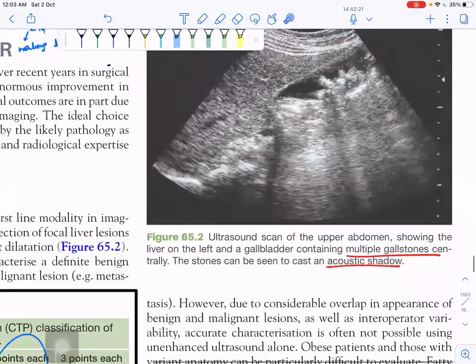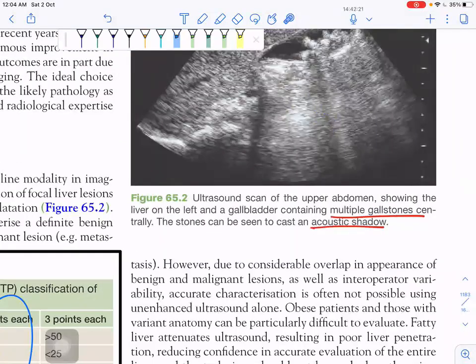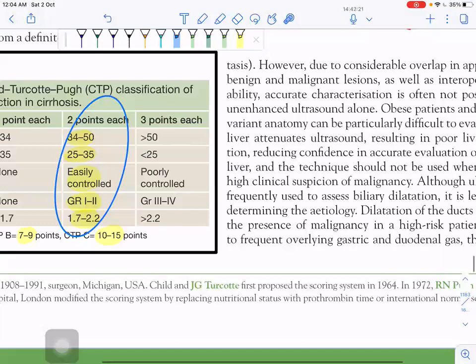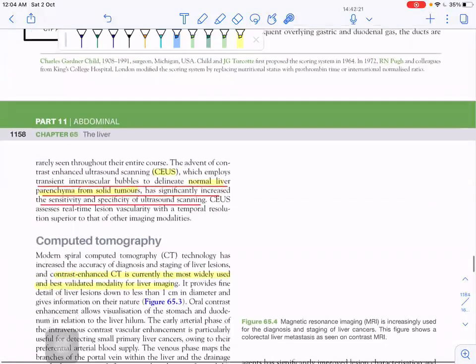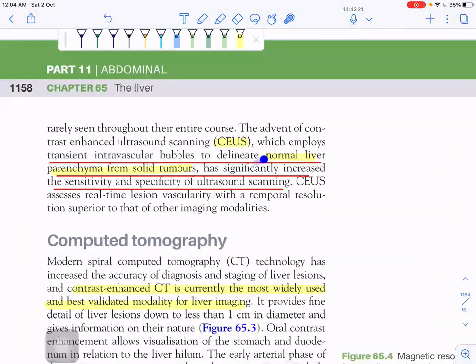This ultrasound picture shows the acoustic shadow of multiple liver stones. Next, contrast-enhanced ultrasound. This is very important, it involves transient intravascular bubbles. They will ask about this process: you see the bubbles to delineate normal liver parenchyma from solid tumor, which has significantly increased the sensitivity and specificity of ultrasound scanning.